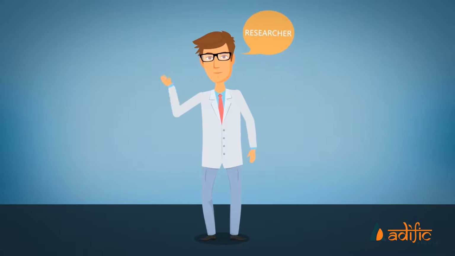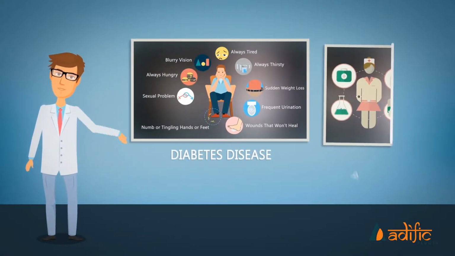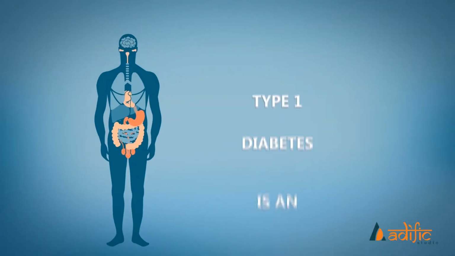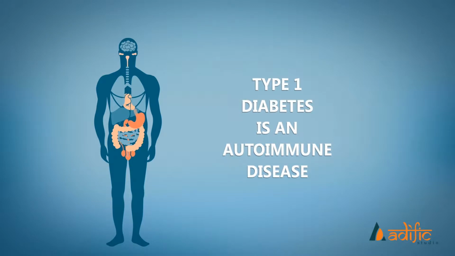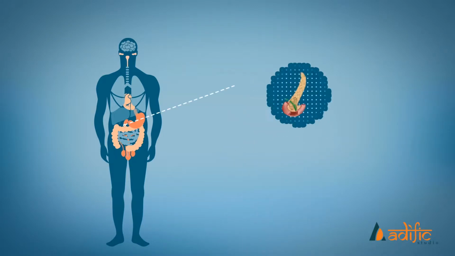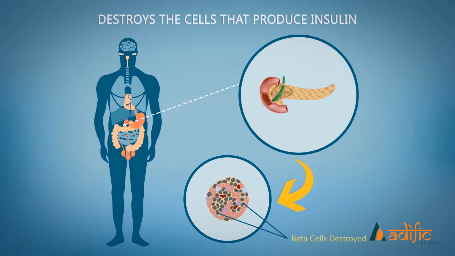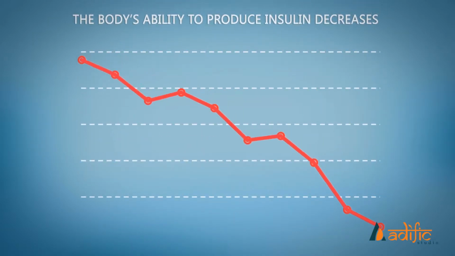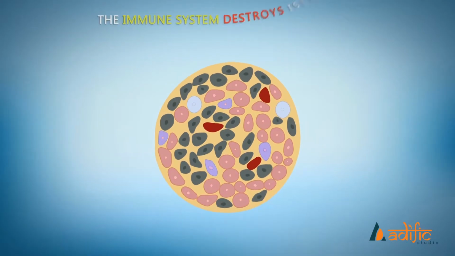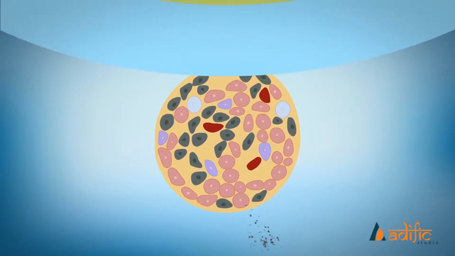Hi, I'm Michael. I will explain to you about the disease and purpose of the study. Type 1 diabetes is an autoimmune disease. This means that the immune system mistakenly attacks and destroys the cells that produce insulin. The body's ability to produce insulin decreases as the immune system destroys islet cells.